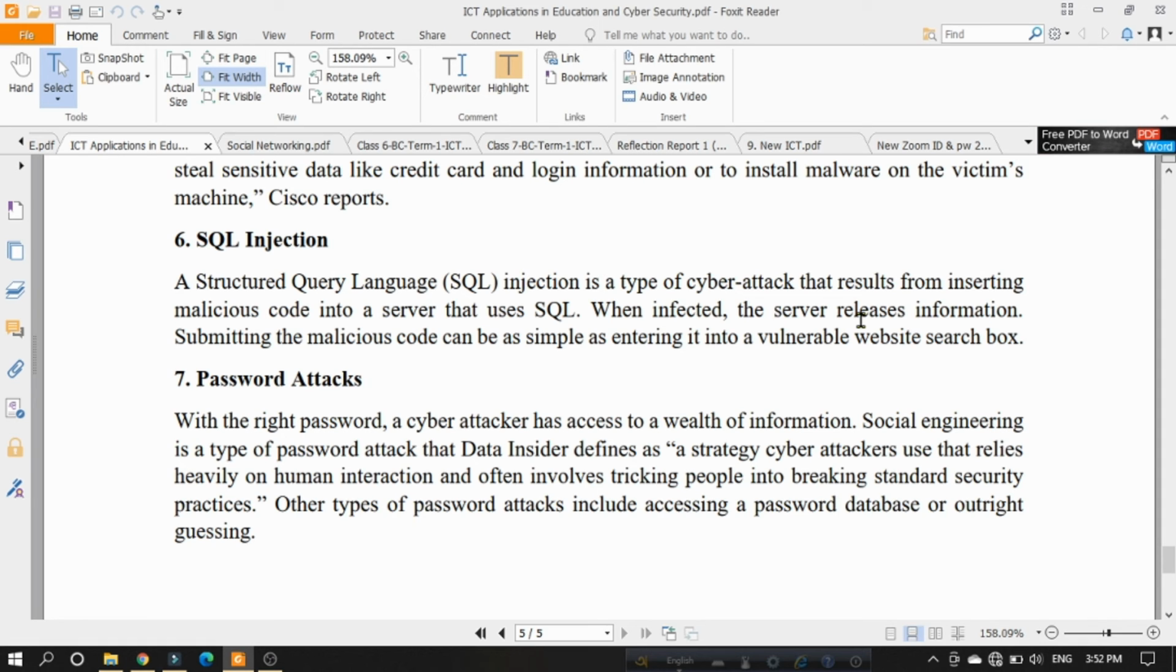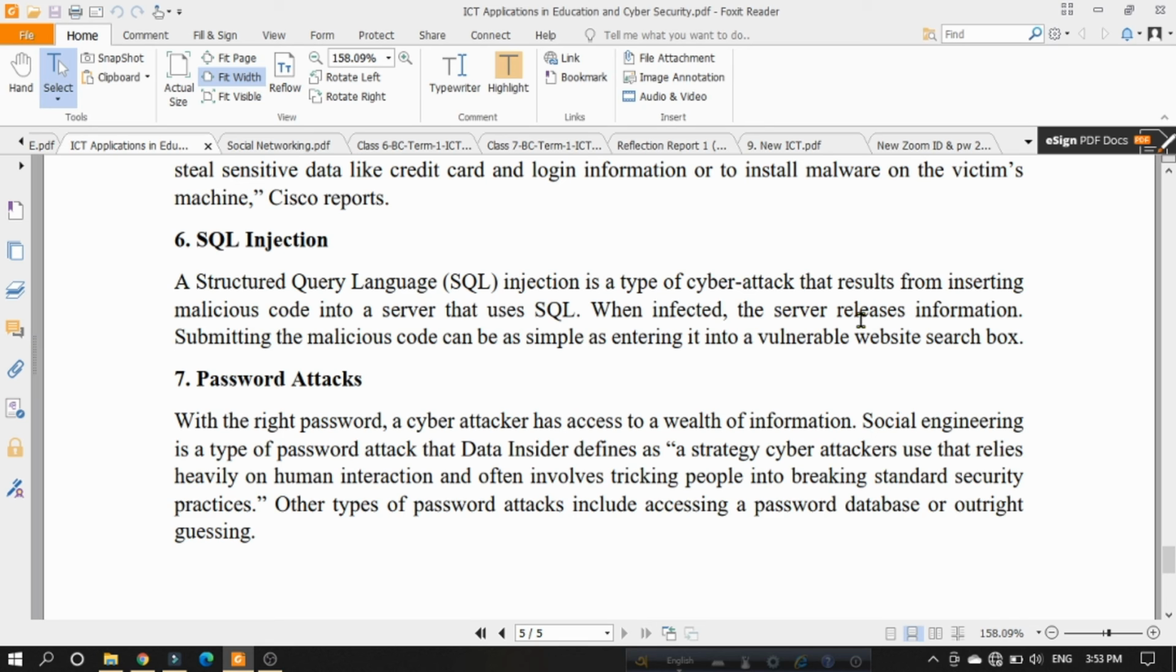Number 7, the last point of this tutorial. Password attacks. With the right password, a cyber attacker has access to a wealth of information. Social engineering is a type of password attack that Data Insider defines as a strategy cyber attackers use that relies heavily on human interaction and often involves tricking people into breaking standard security practices. It's the definition of social engineering.